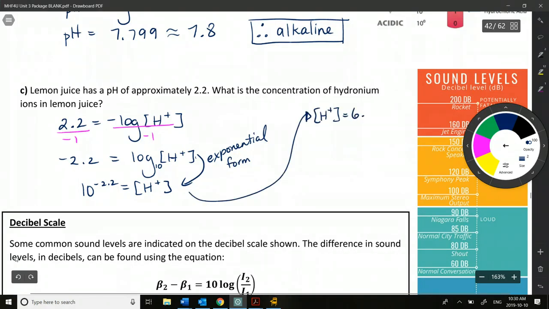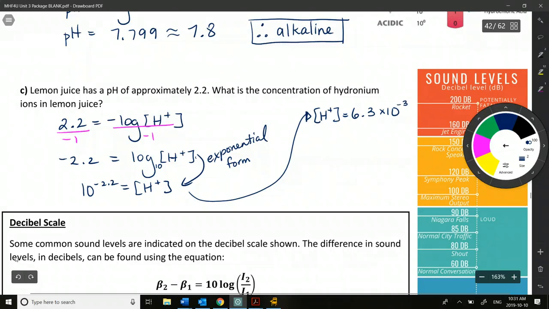6.309573445 times 10 to the power of negative... 10 to the power of 0.3? No, 10 to the power of negative 3. Sorry, Jonathan, what was it, 6.509, did you say? 6.3 times 10 to the negative 3. Okay, that's what I got. So do we just ignore the times 10? No, because this means take the decimal and move it left 3 times, so you can't ignore that.